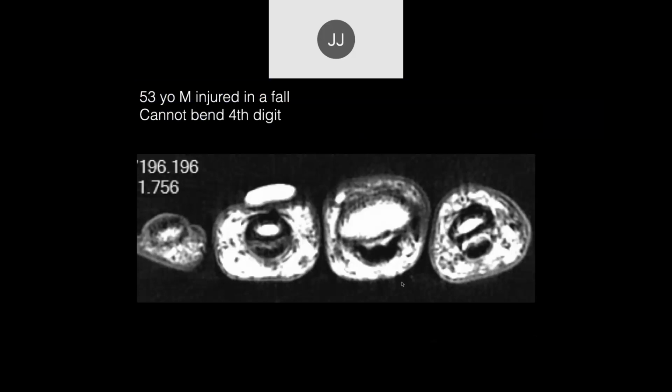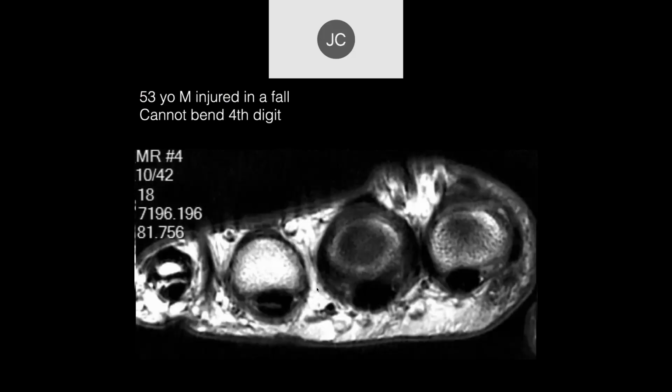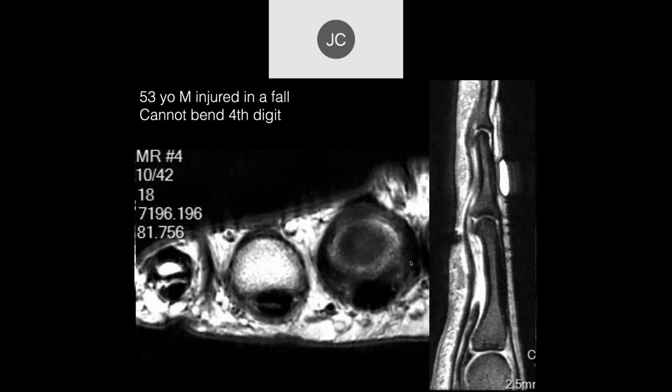All right. 53-year-old male injured in a fall, cannot bend the fourth digit. There's one image. We can see where this digit is, where the symptoms are. And here's the next image. Okay, I don't see any profunda tendon there. Here we can see it's empty. There's a superficialis, but no profunda. Now we're seeing the profunda again as we come down. And then here we can see the full thickness retracted tear of the profunda.